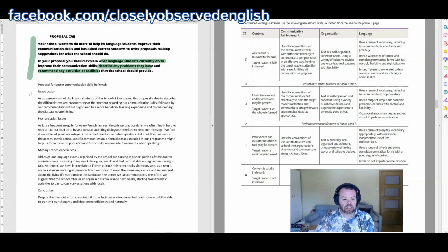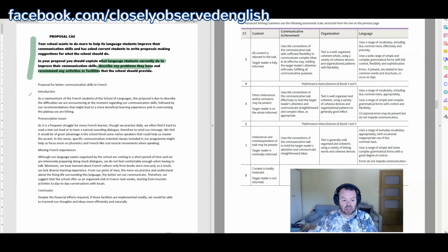Missing French experiences. Although our language exams organized by the school are coming in a short period of time and we are intensively preparing doing mock dialogues, we do not feel comfortable enough when having to talk. Moreover, we have learned about French culture only from books since now, and as a result, we lack diverse learning experience. From our point of view, the more we practice and understand about the living life surrounding this language, the better we can communicate. Therefore, we suggest that the school offer us an organized visit in France next week, starting from touristic activities to day-to-day conversations with locals.